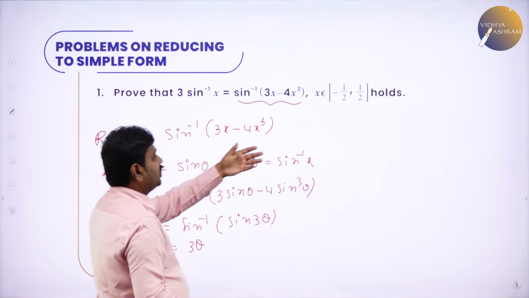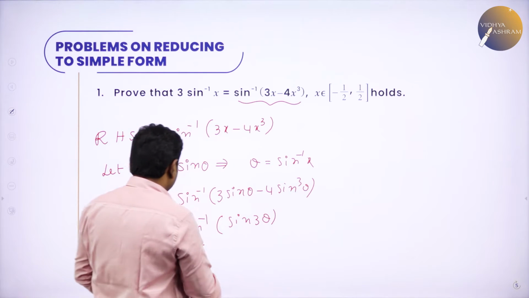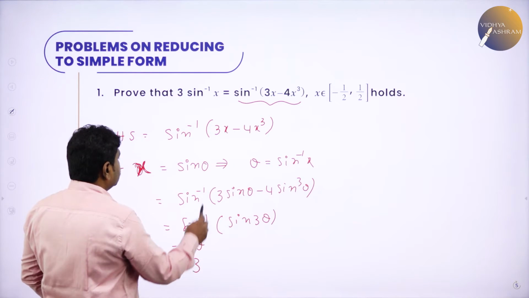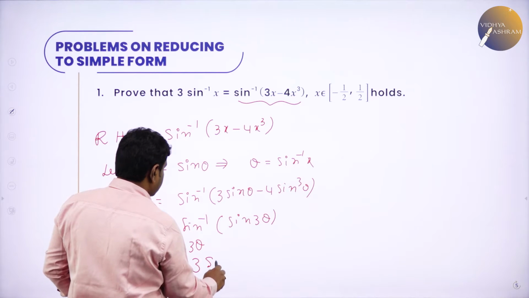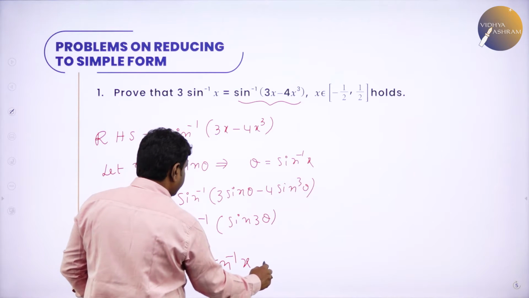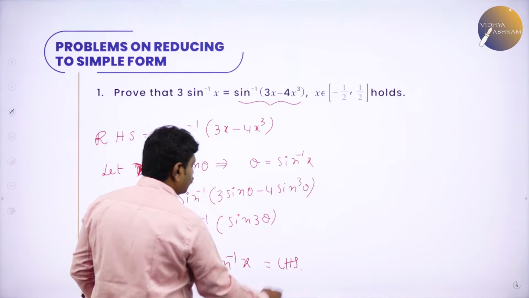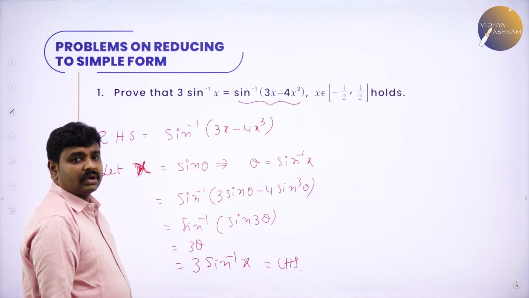So that's why they give the domain also. So 3 theta, theta is what? Theta is sine inverse x, so 3 sine inverse x. We got LHS, hence the proof. Are you able to follow?